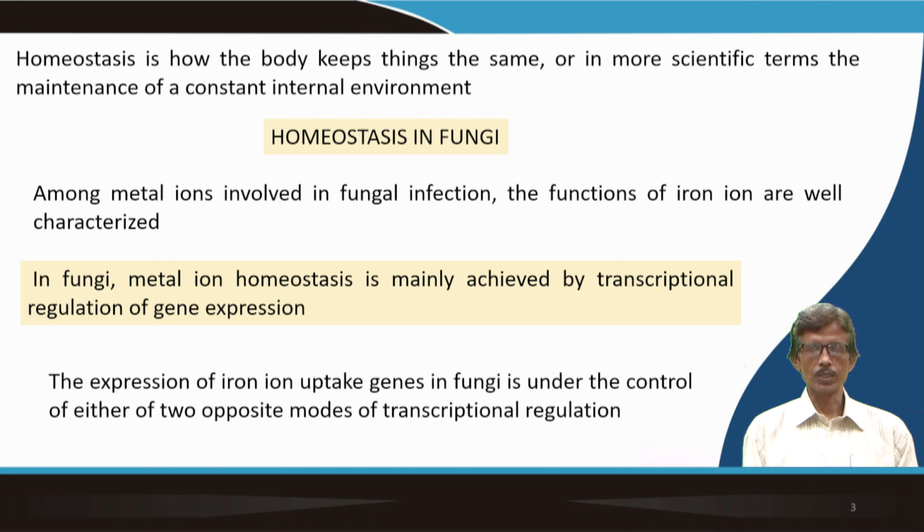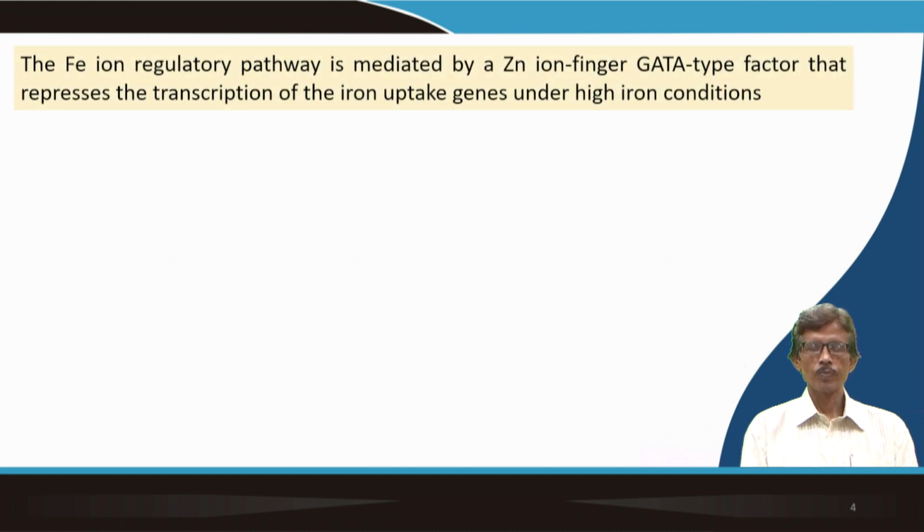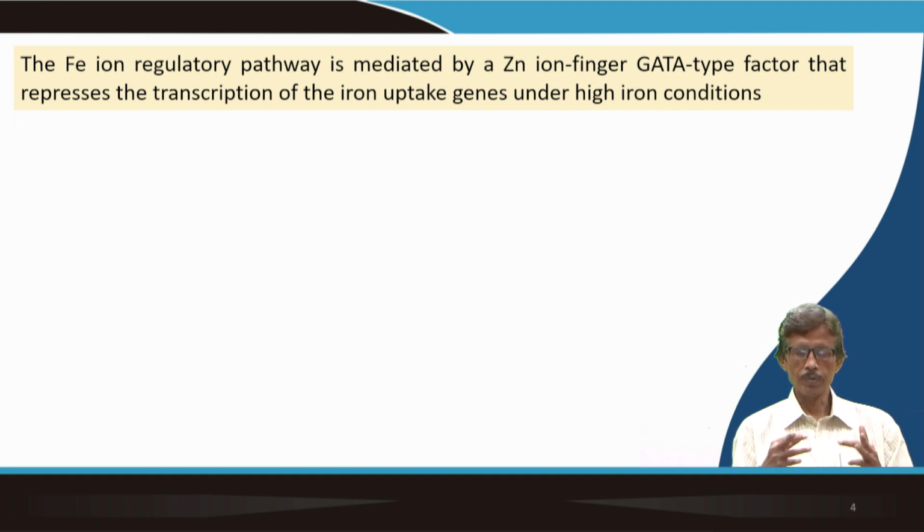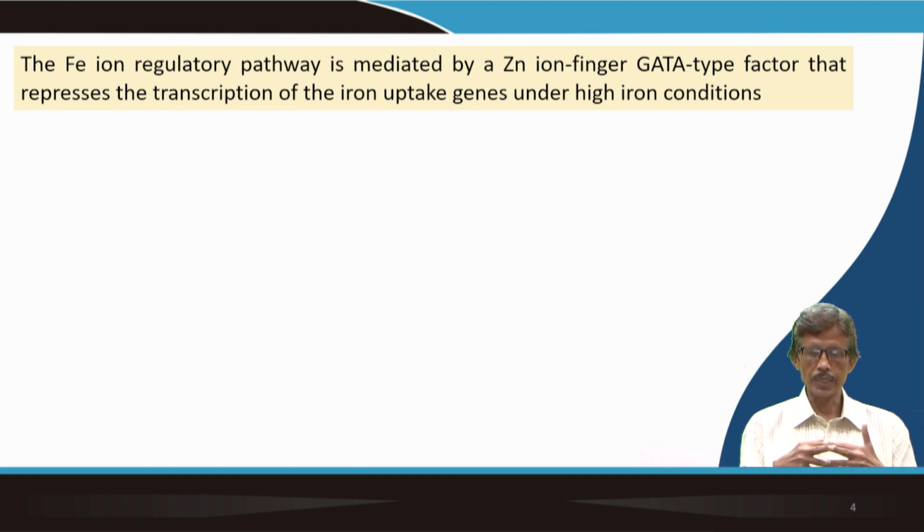either of two opposite modes of transcriptional regulation. So, you can have different types of transcriptional regulation, two different modes, which are basically controlled by iron. The pathway, when iron is there and iron is mediating, is being mediated by another metal ion dependent species, which is your zinc finger GATA type factor. Zinc finger is a huge protein molecule. We know in zinc fingers you can have the finger type of arrangement and the thiols are there, which immediately come and bind, trapping the zinc centers. So, basically that represses the transcription of the iron uptake genes under high iron conditions.